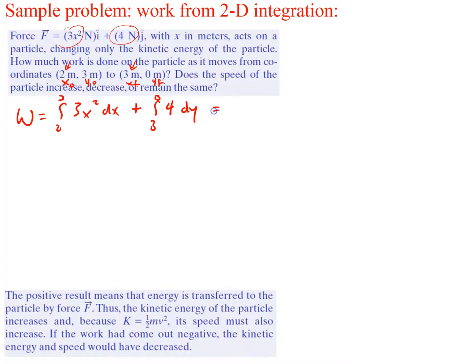So simplifying this so that we can solve it, we're going to pull out the 3. This again is from 2 to 3, x squared dx, plus, pull out the 4 because that's constant, from 3 to 0 dy.